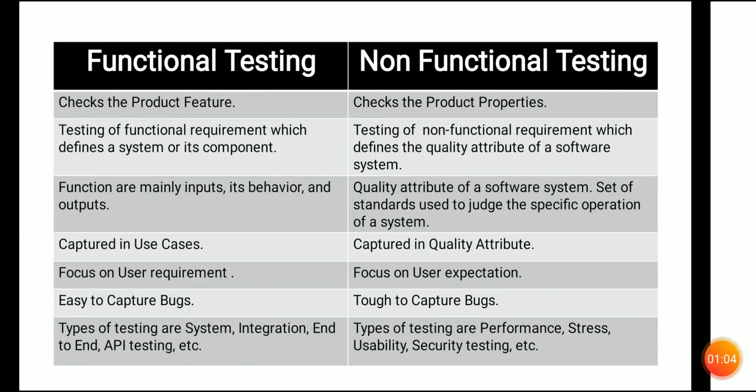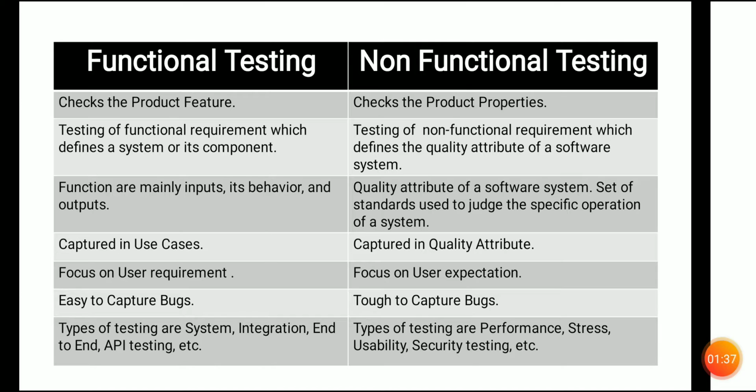Functions basically cover main inputs, behavior and outputs. Quality attributes of a software system are covered in non-functional testing. The set of standards used to judge the specific operation of a system comes under non-functional testing. Functional testing captures use cases, whereas non-functional testing captures quality attributes. Functional testing focuses on user requirements, whereas non-functional testing focuses on user expectation.